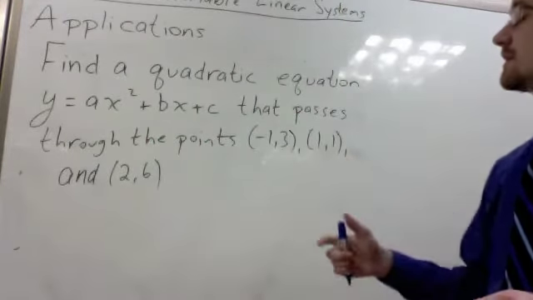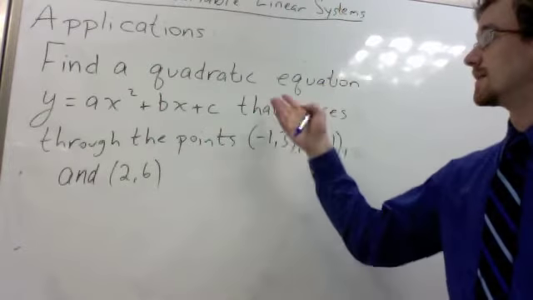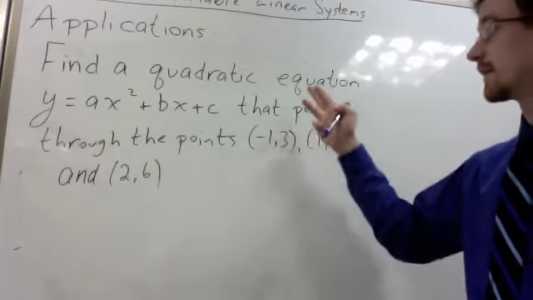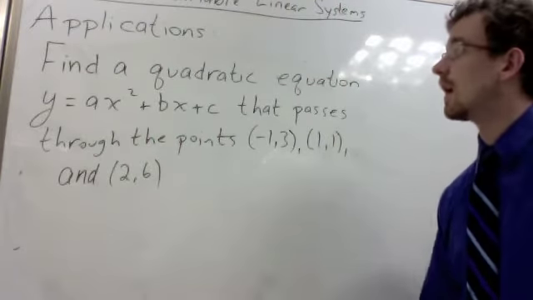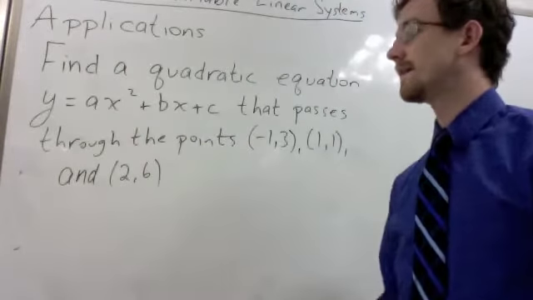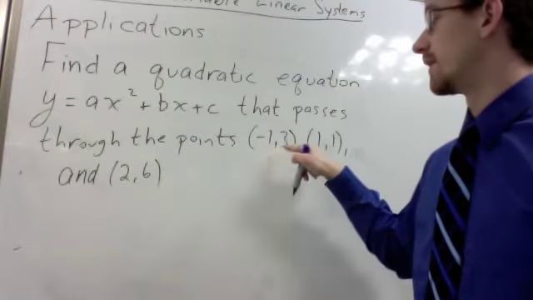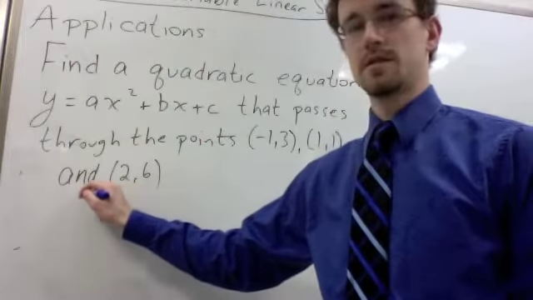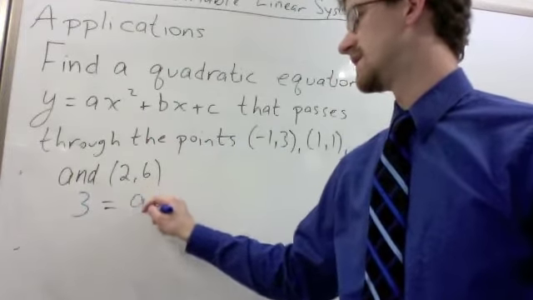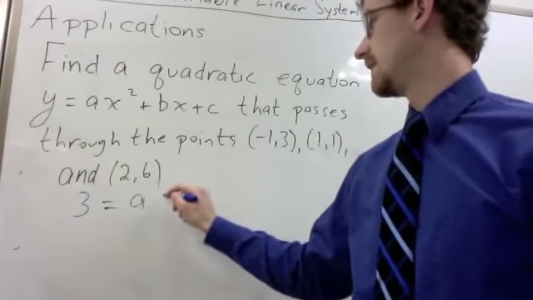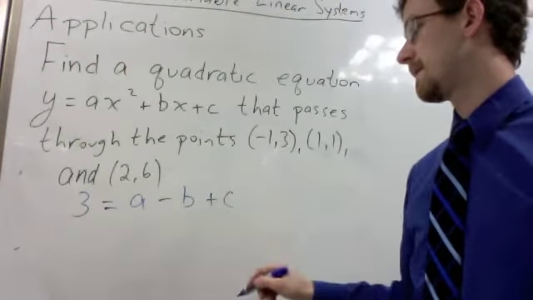One final application we can do with solving multivariable systems is to find quadratic equations. Find a quadratic equation if we're given 3 points that the equation passes through. We can use this format to get our system of equations. Passes through the point negative 1, 3. That gives us 3 equals negative 1 squared is 1, that's just a. Negative 1 times b is just negative b, plus c.